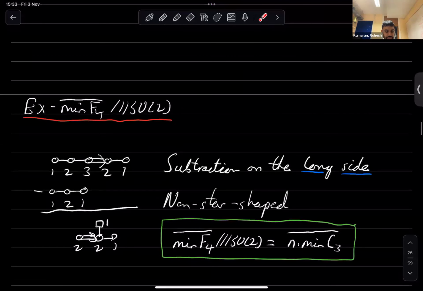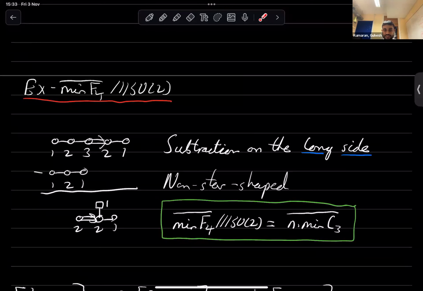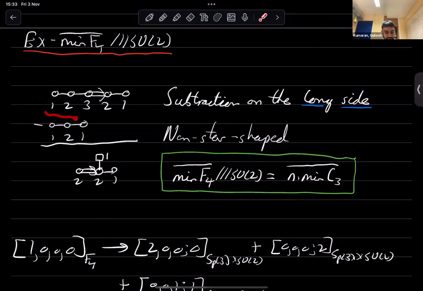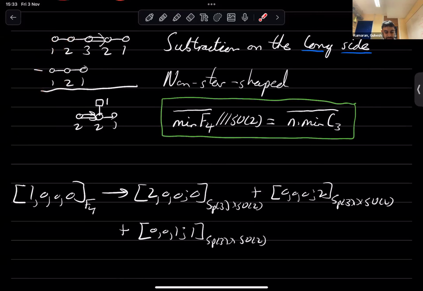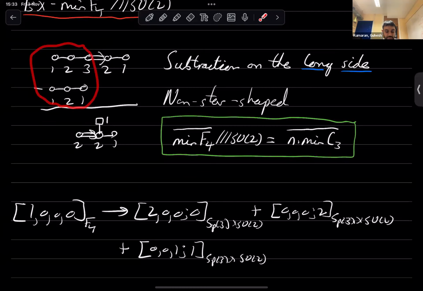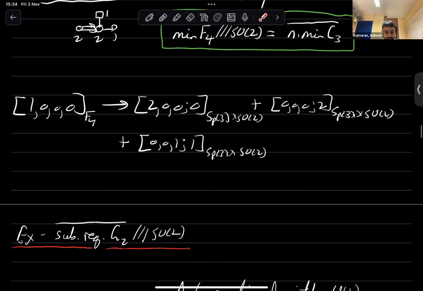Okay. All of the examples I've shown you so far have been star-shaped, so let's try to do one which isn't. We'll take our affine F4, we'll do our 1, 2, 1, here we go. And here we have to rebalance, and so we find that the minimal F4 hyper-Kähler quotient in SU2 is next to minimal C3, and that's the embedding. So the important thing to note is that the subtraction is on the side which corresponds to long roots and not short ones. And if you do it on the short one, you'll get incomplete Higgsing.